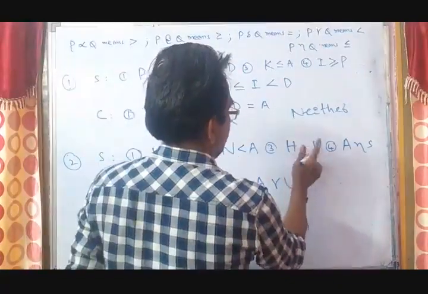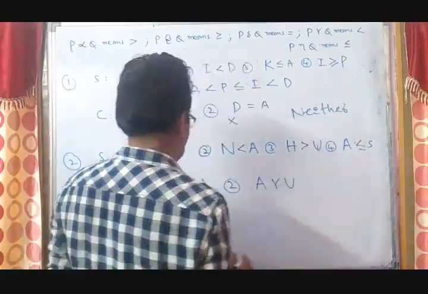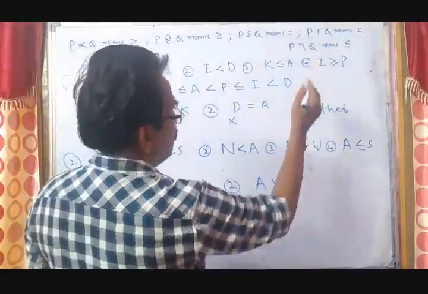Alpha means greater than. Beta means less than or equal to. Small delta means equal to. Gamma means less than.